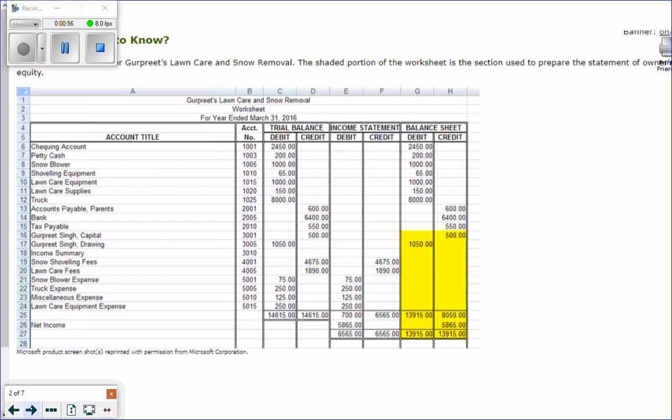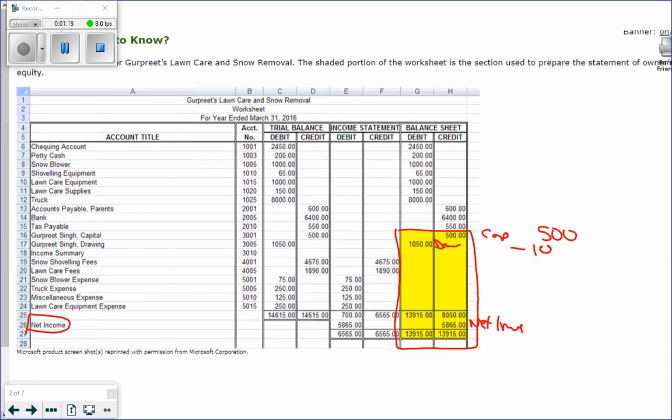So we're just going to focus on this little chunk right here. We've got the capital, we've got the drawings, and in this case, net income. So his owner's equity is going to go up. Just like we did in the last video, you're going to have 500, you're going to minus off the drawings, and then add in the net income. That will give us our new capital amount. Okay.